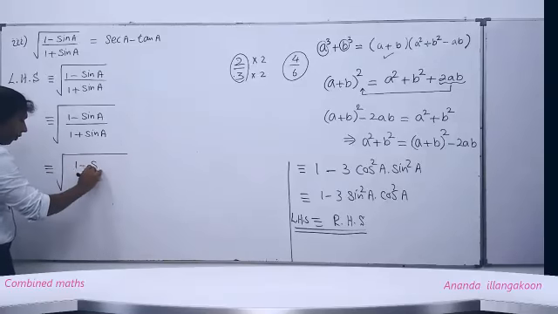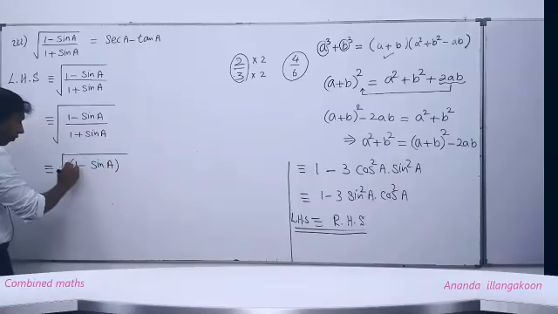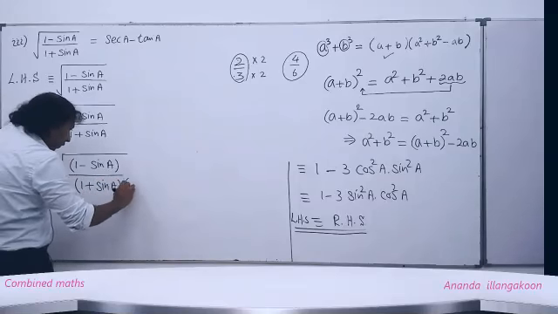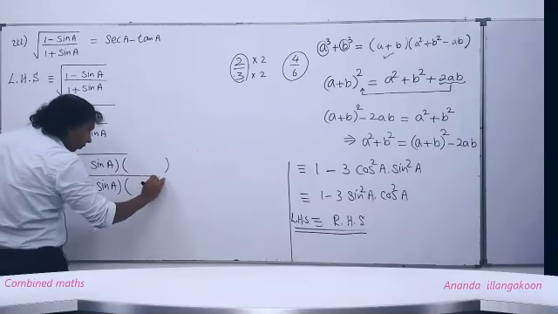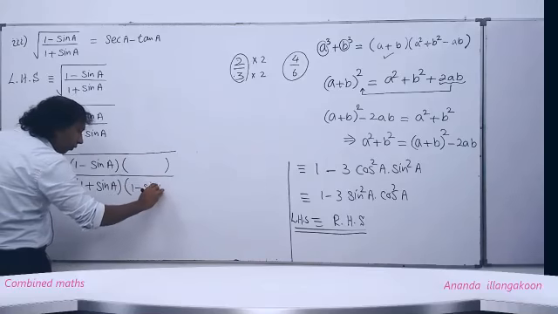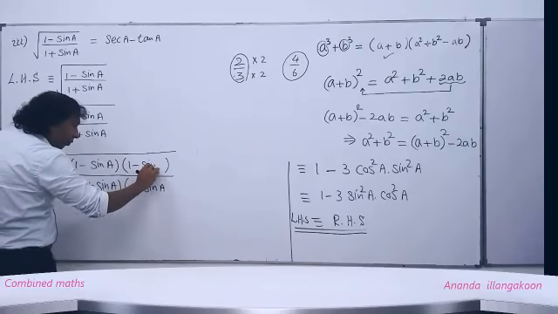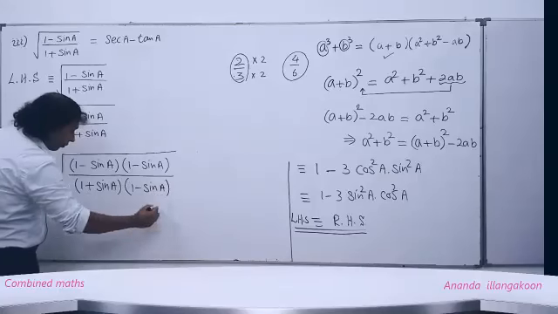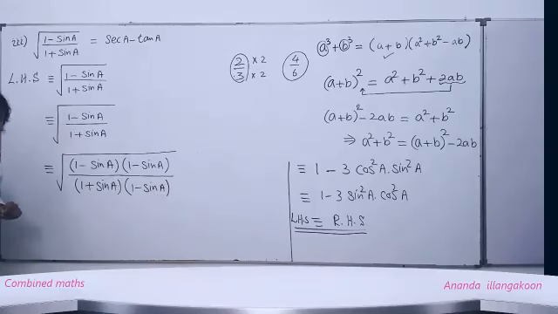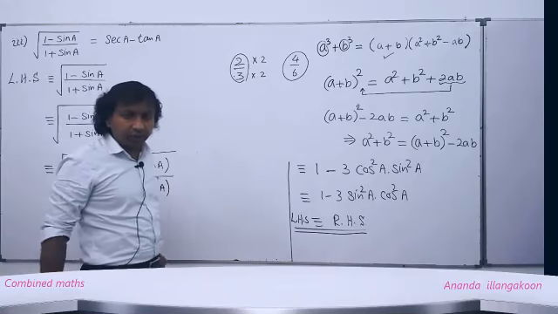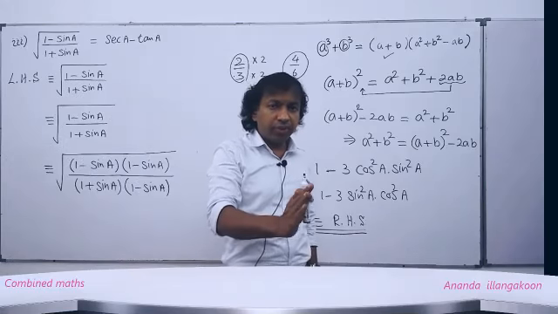1 minus sin A by 1 plus sin A, and with both we can multiply by 1 minus sin A. This, right? Well, you can see it clearly. Here 1 minus sin A is multiplied with again 1 minus sin A.